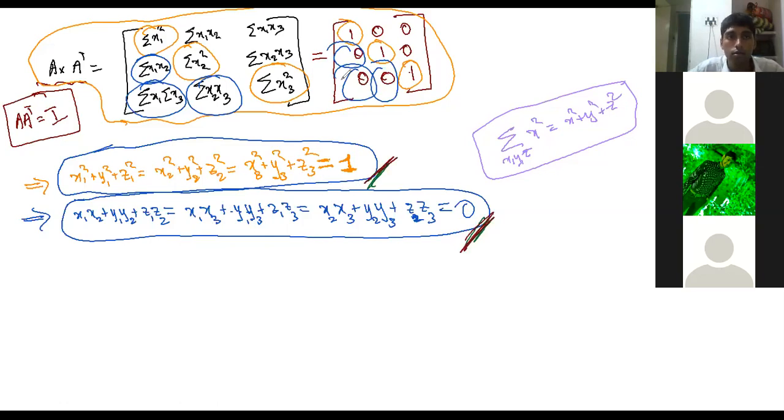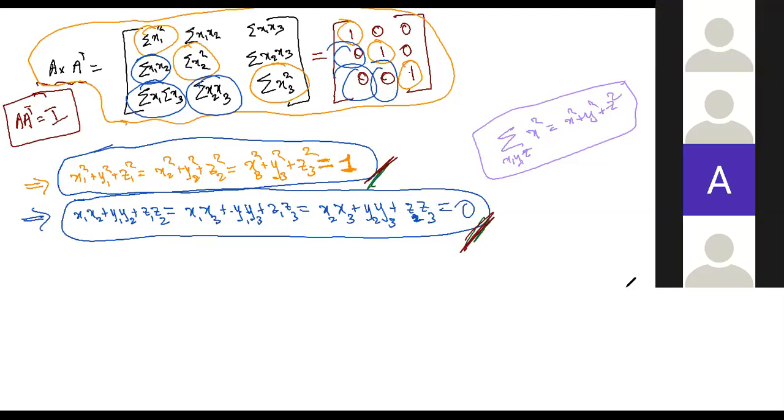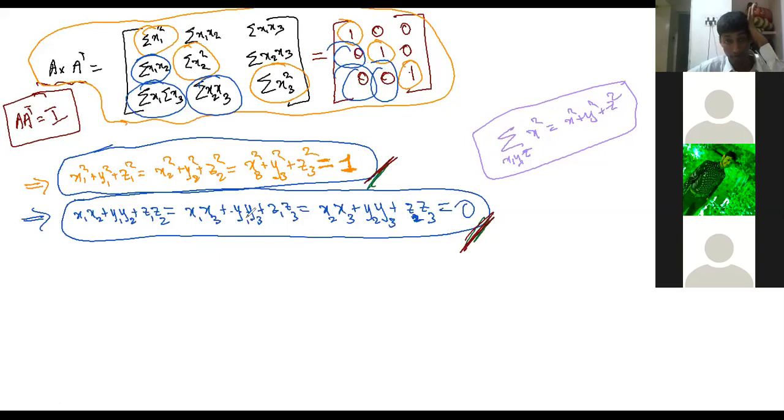Anyway, so these are the two conclusions. Can we get from this A into A transpose is equal to I? ठीक है? Everyone is clear with this? Now what I'm going to write is very important.